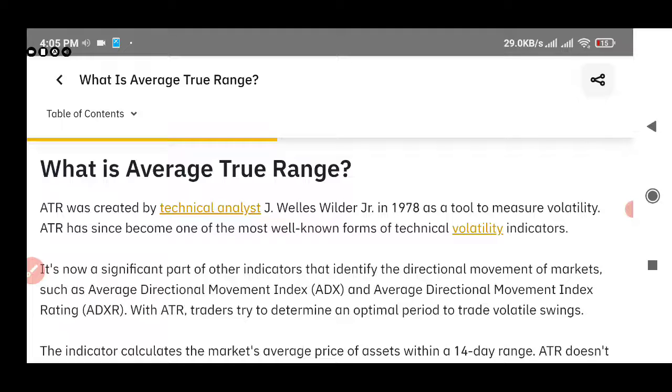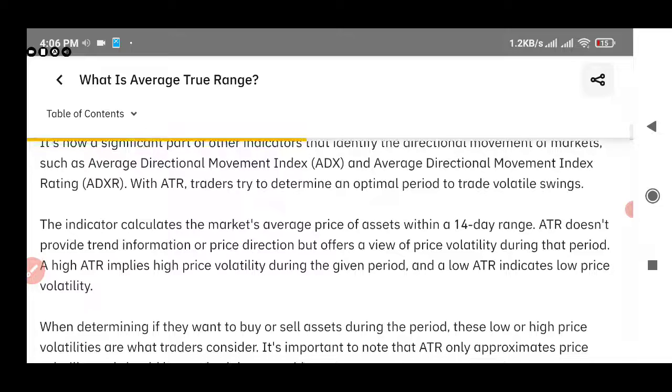With ATR, traders try to determine an optimal period to trade volatile swings. The indicator calculates the market's average price of assets within a 14-day range. ATR doesn't provide trend information or price direction but offers a view of price volatility during that period. A high ATR implies high price volatility during the given period, and a low ATR indicates low price volatility.